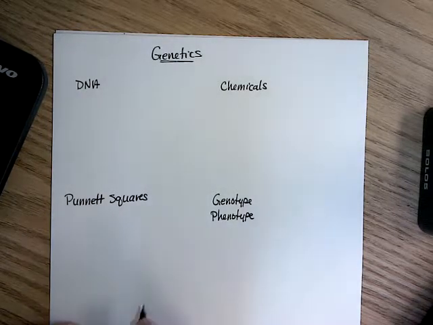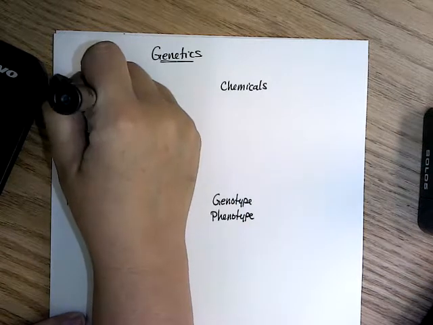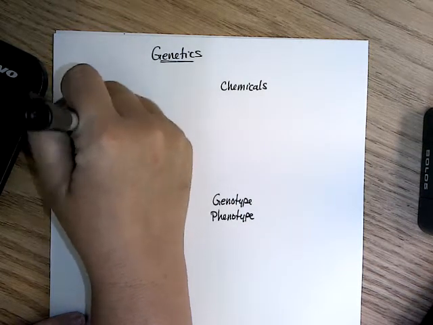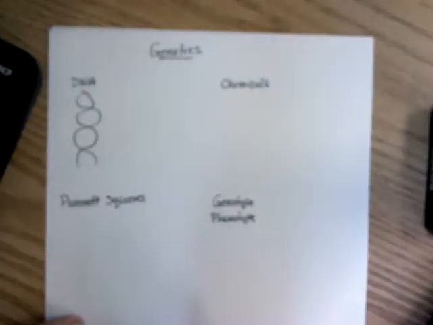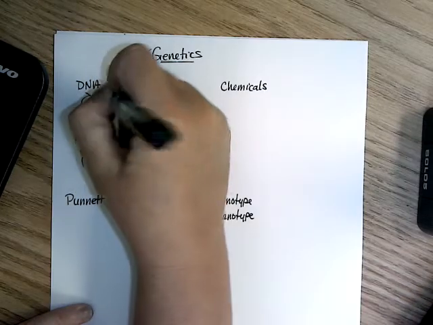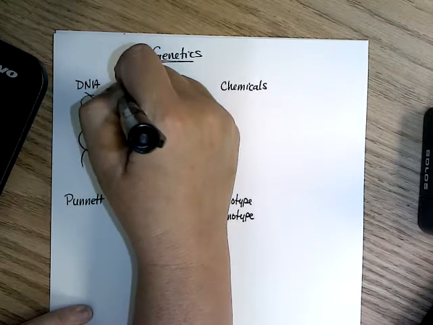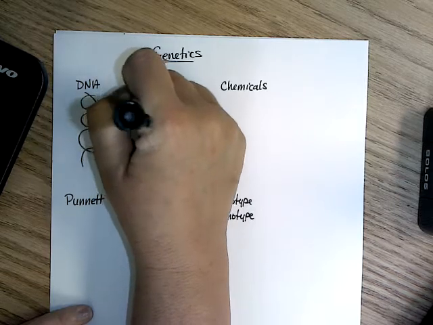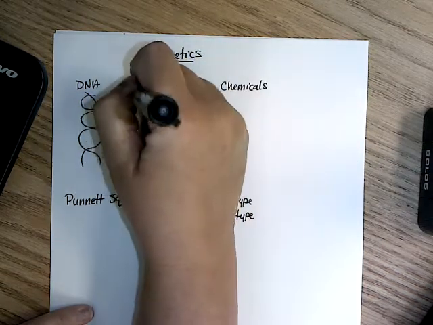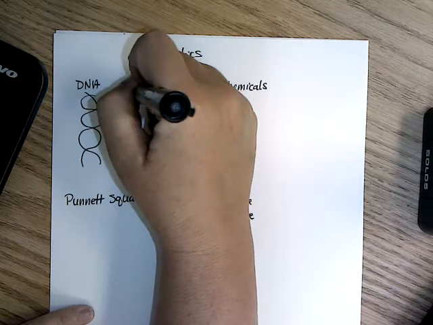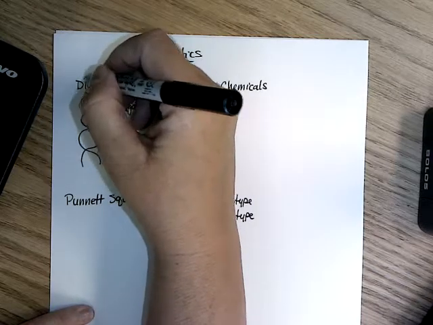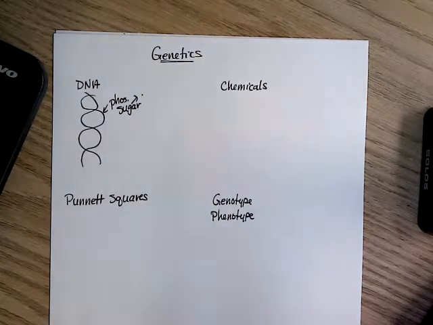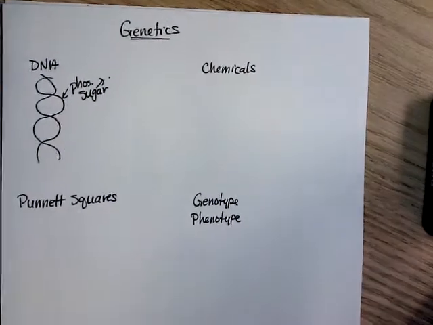Let's talk about DNA first. The shape of a DNA molecule or structure is called a double helix. Kind of snakes around. The outside is made up of a phosphorus group as well as a sugar group. And that sugar group is deoxyribose. Kind of sounds like deoxyribonucleic acid. So those are the two items that the physical structure is made up of.